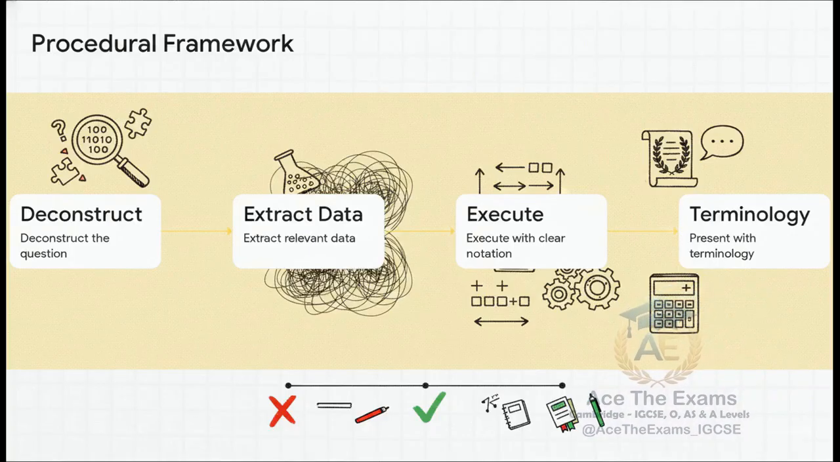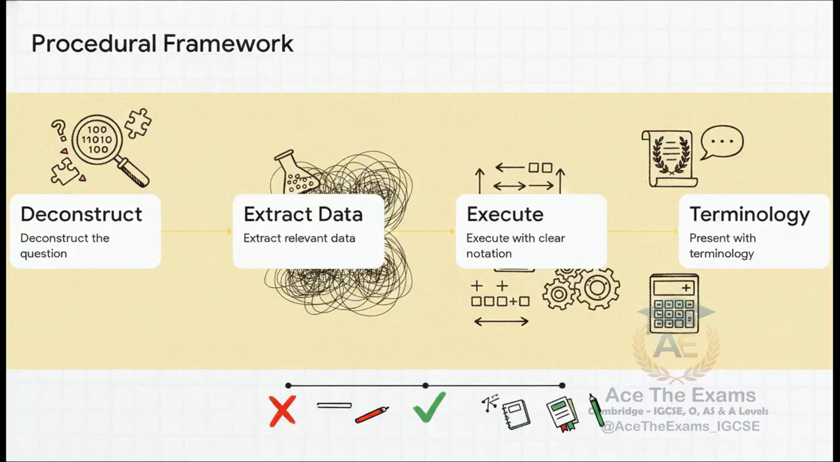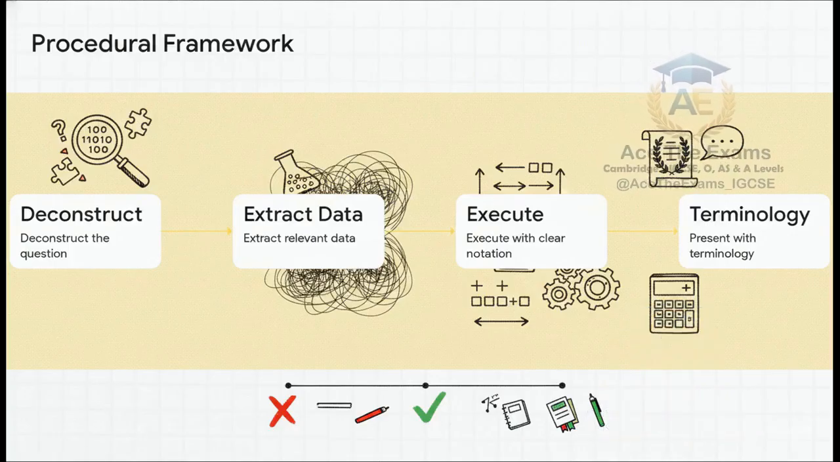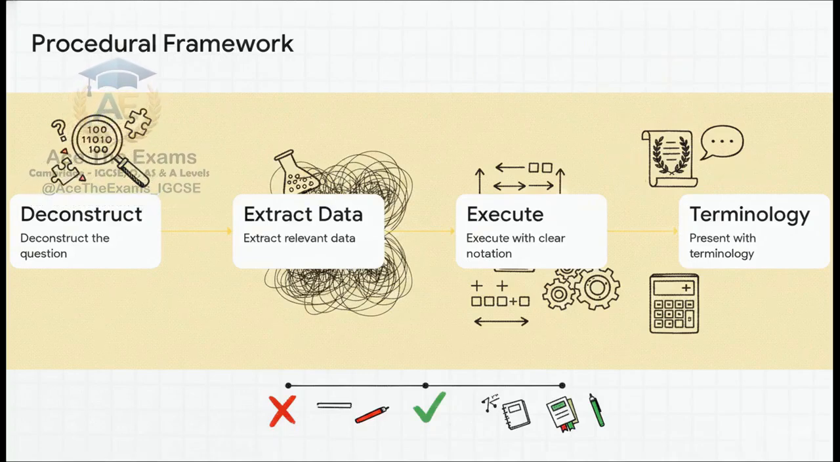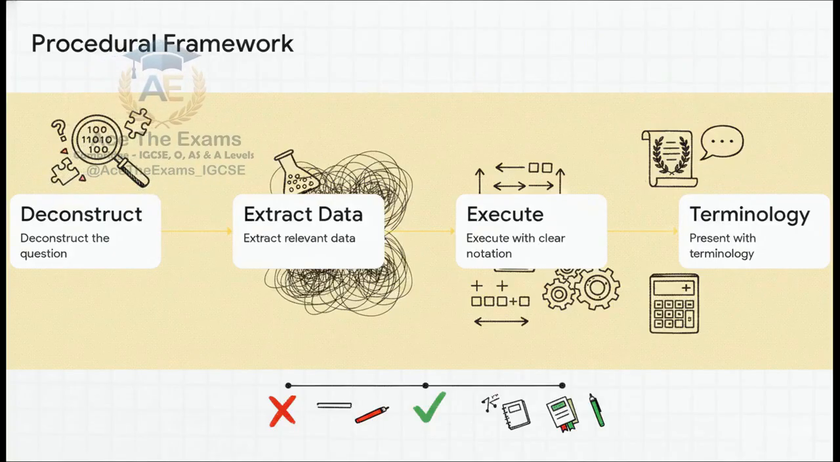Here is the strict 4-step procedural framework for tackling any status register exam question from past papers. Step 1. Deconstruct the question. What is the command word? Is it describe? Is it evaluate? Or is it trace? Step 2. Extract the data. Pull the relevant binary strings out of the dense text. Step 3. Execute with notation. Write down your working out clearly, showing exactly how the ALU shifts bits or adds them together. Step 4. Present with terminology. Use correct professional terms like most significant bit or carry out.